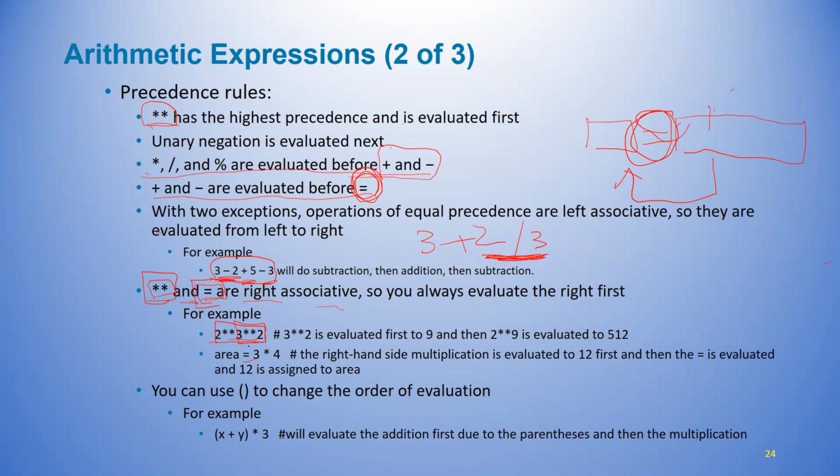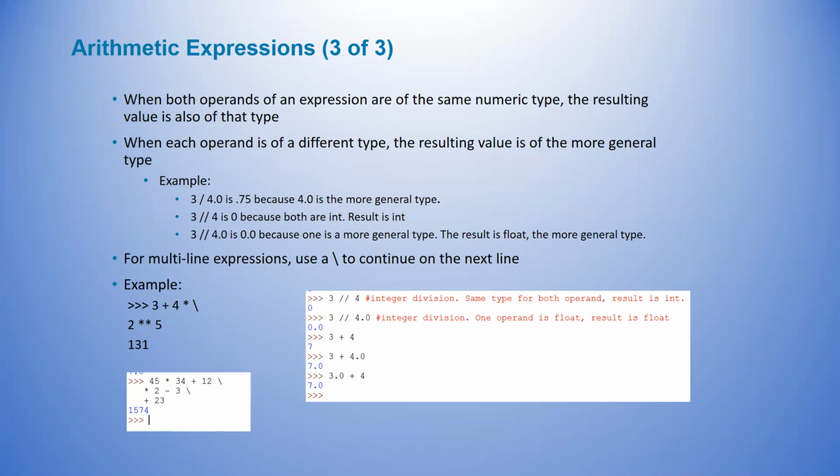Okay, so this is the assignment operator. You will do this side first, right side first, and then assign it to area. Okay, so that gives you the two examples for this statement. Any questions? You can, of course, always use the parentheses to change the order of evaluation like this. Without the parentheses, you will do this first, but with the parentheses, you will do this first. Okay, you understand all that, right? Let me see what, okay.